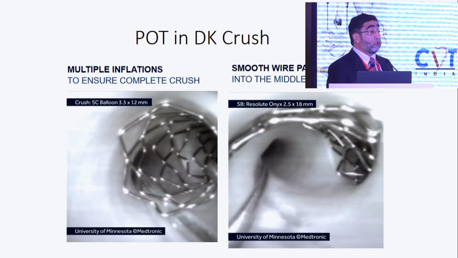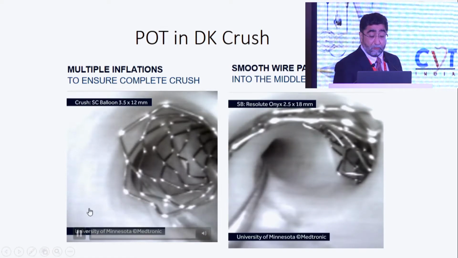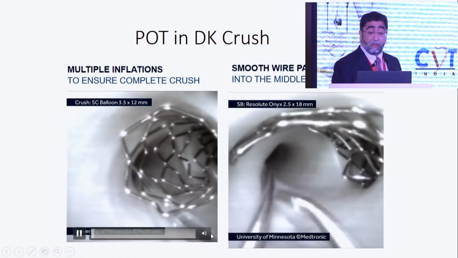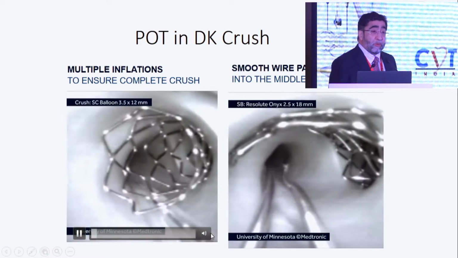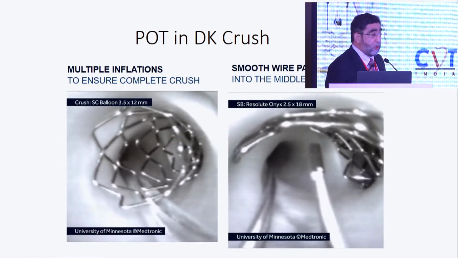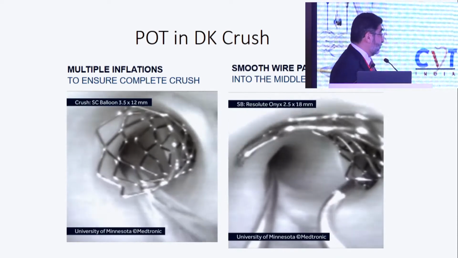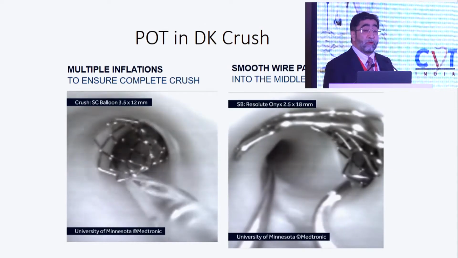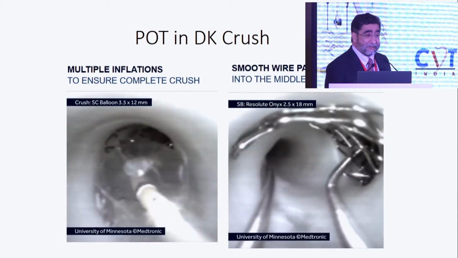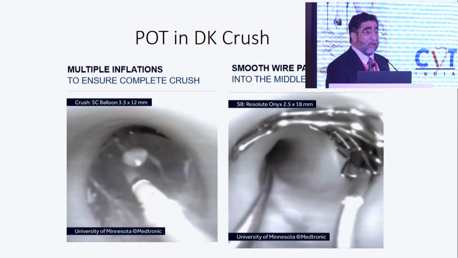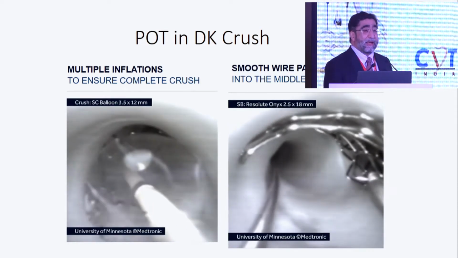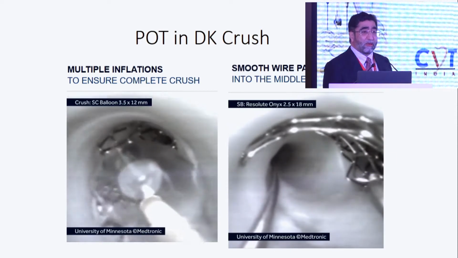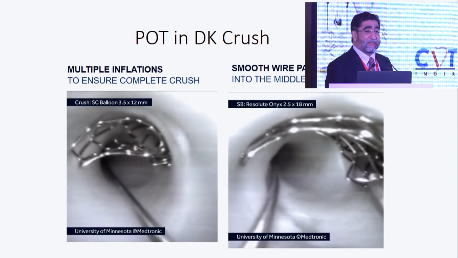This is also important when you do a DK crush. So here you'll see that once you crush a balloon, you have to crush it with a balloon that is sized to the main branch. If you use the same balloon that you deployed to crush it with, or the same balloon that you use to post-dilate the distal part of the stent in the main branch, and then you just pull it back and dilate, it's undersized to properly crush the side branch stent in the main branch.